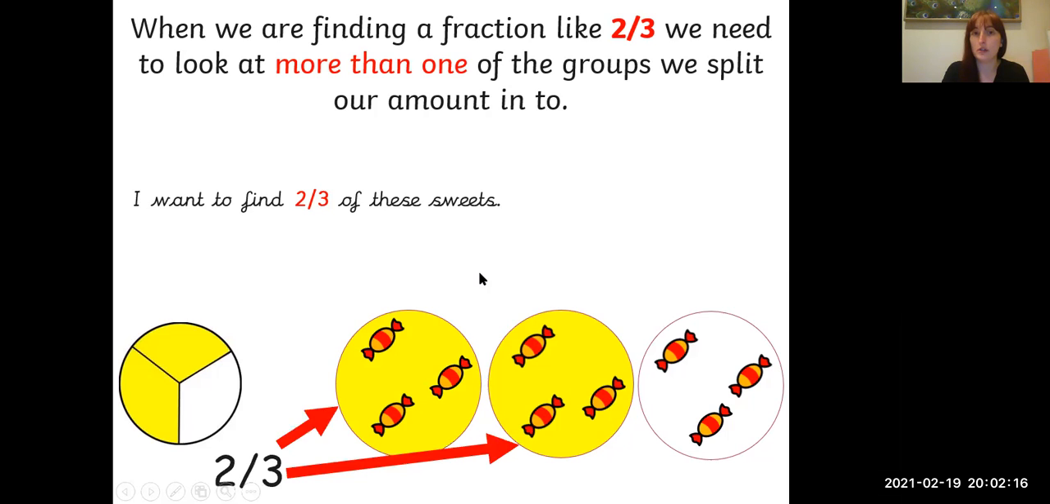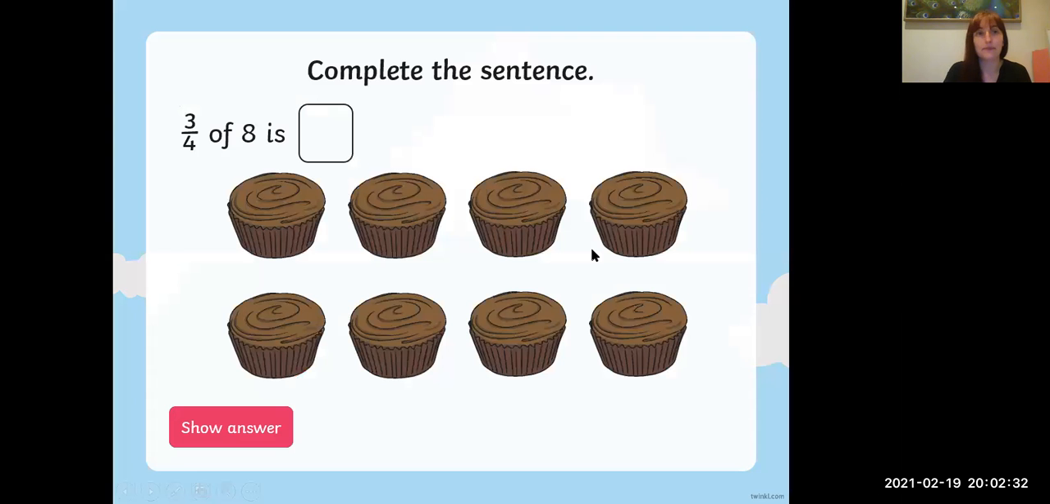So 2/3. So how many have I got in 2 of those groups? Well, I've got 3 in this one, and I've got 3 in the next one. So that's 1, 2, 3, 4, 5, 6. So 2/3 of 9 is 6.